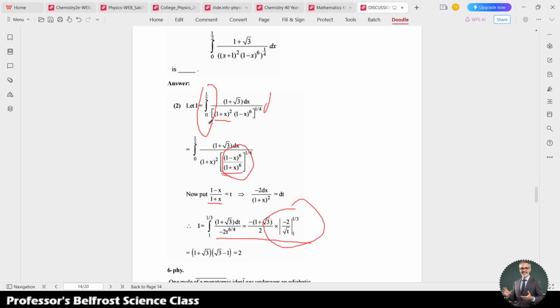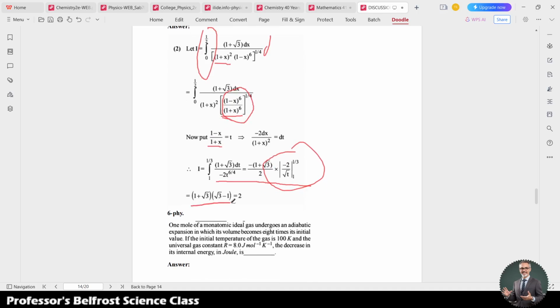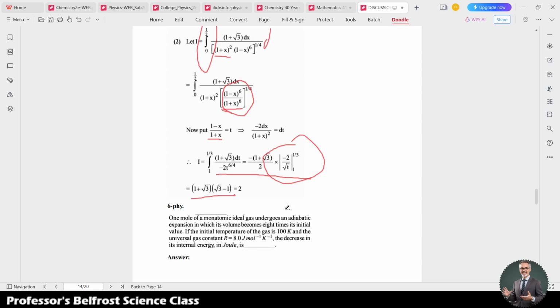It will be different. It's from 0 to a half, to 1 to 1/3. You need to find out the new boundary first, it's not shown here. So the result is 2 after you do the operation.